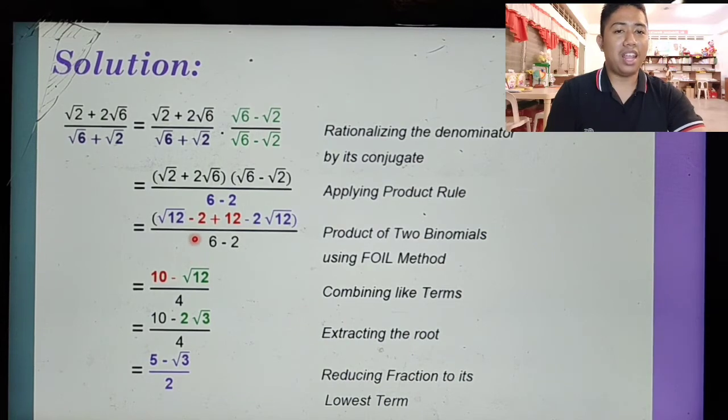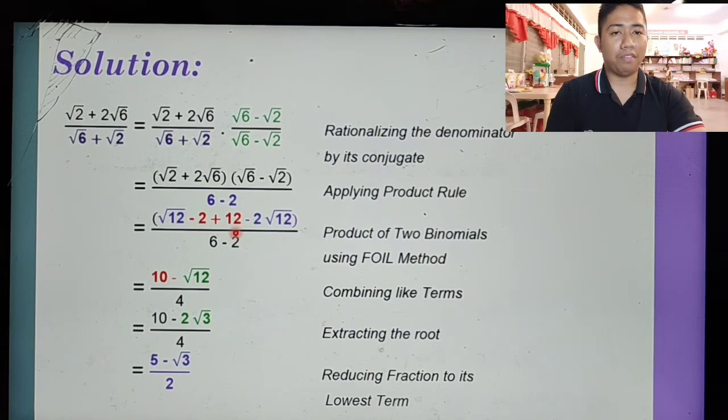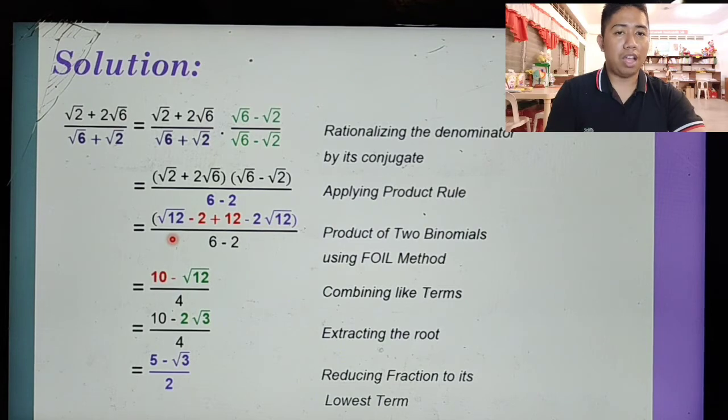Okay, next are the red ones. We simplify the red numbers, negative 2 plus 12, so we get the sum, which is 10. Then we also simplify square root of 12 minus 2 square root of 12. Combining like terms, we get negative square root of 12.